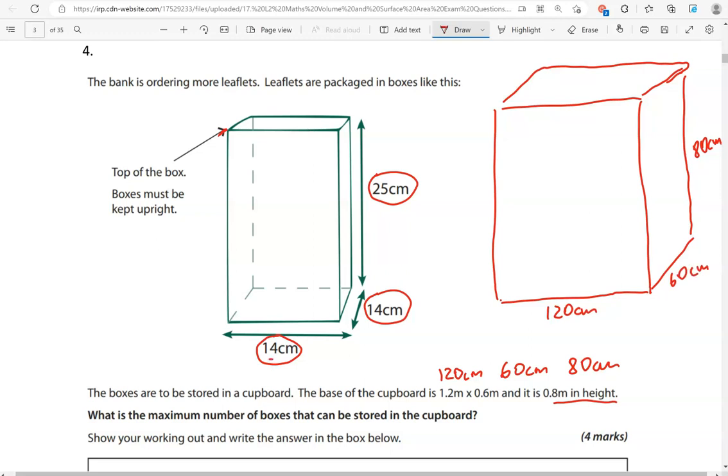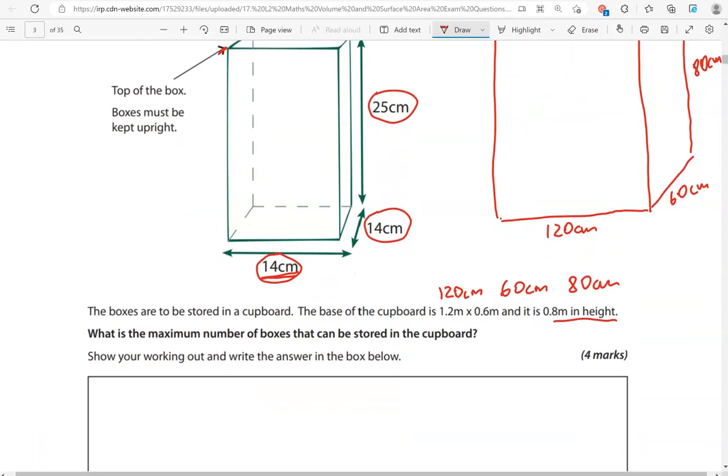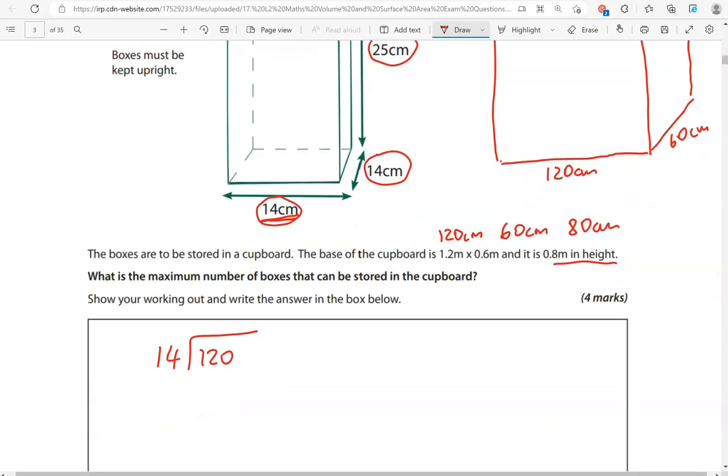So the length of the box is 14 centimeters. How many lots of 14 can we fit into 120? In other words, what is 120 divided by 14? So 14 and 14, that is 28. So 2 lots of 14 make 28. What about 4 lots of 14? That will be 28 and 28, which is 56.